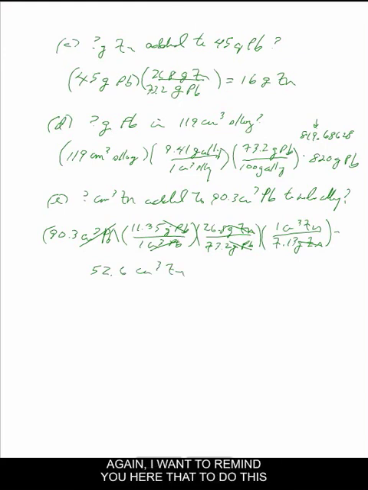Again, I want to remind you here that to do this with a calculator, you would type in 90.3 times 11.35 times 26.8, then divide by 73.2, and again divide by 7.13. Make sure you do that properly with a calculator to come out with this answer as 52.6 cubic centimeters of zinc. In summary here, there are 2 kinds of conversion ratios that are being used for all of these problems. One are mass-mass relationships derived from the mass percent composition, and the other are the densities, which are given values, numbers that have to be given to you.